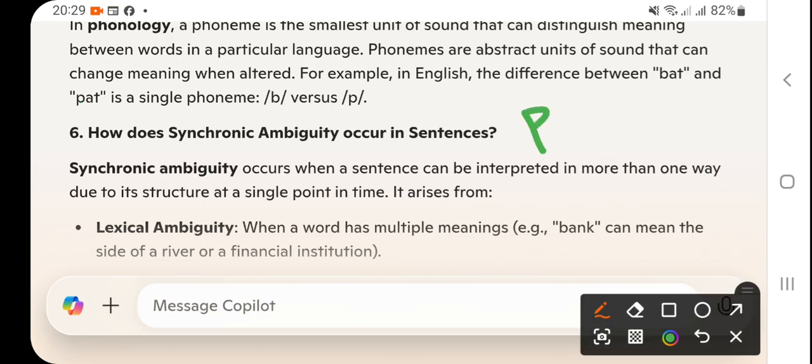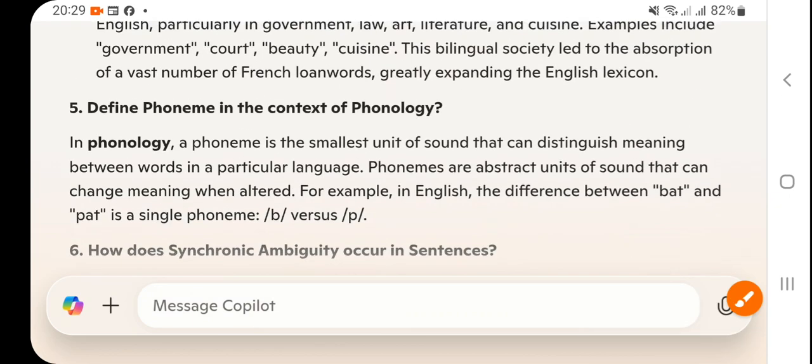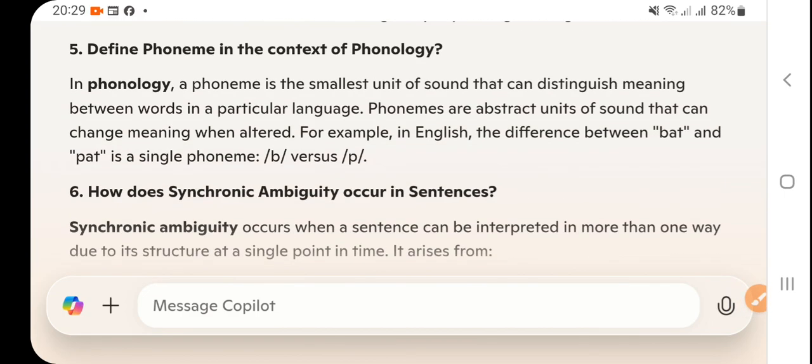That's a P, right? That's a Q. That's a B, and that's a D. So with one word, even the direction can change. So when the phoneme changes, the sound is changed. That is how phoneme is defined in the context of phonology.